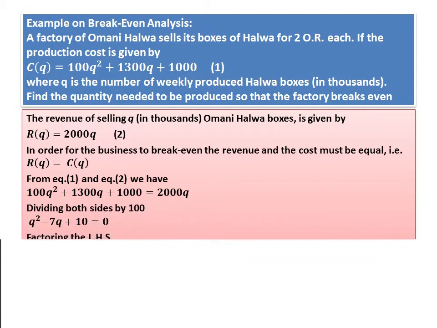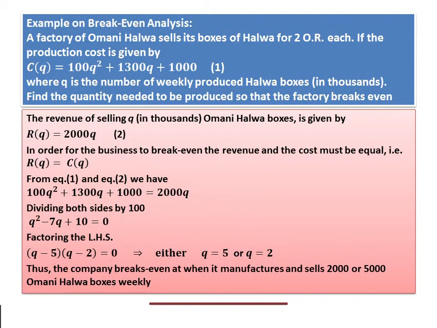Dividing both sides by 100, we arrive at a quadratic equation in Q, which when factored, we get either Q equals 5 or Q equals 2. And again, these quantities are in thousands. So the company breaks even when it manufactures and sells 2,000 or 5,000 Omani Halwa boxes weekly.